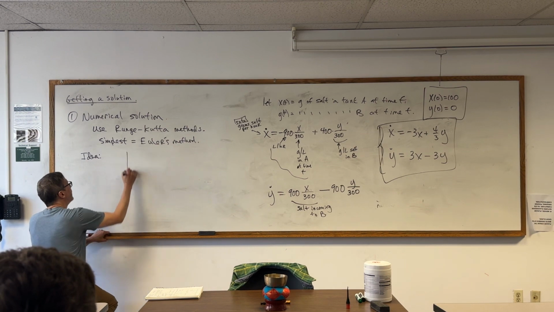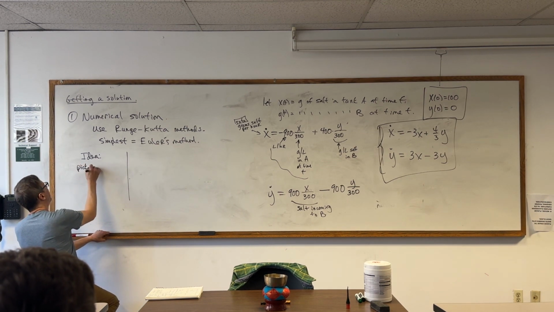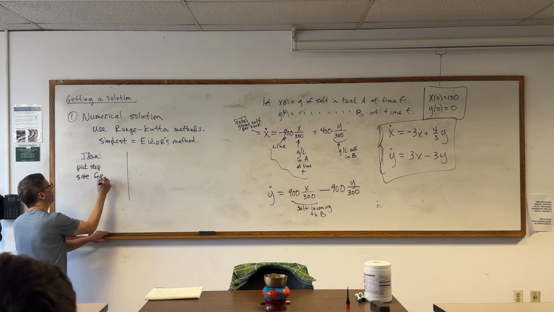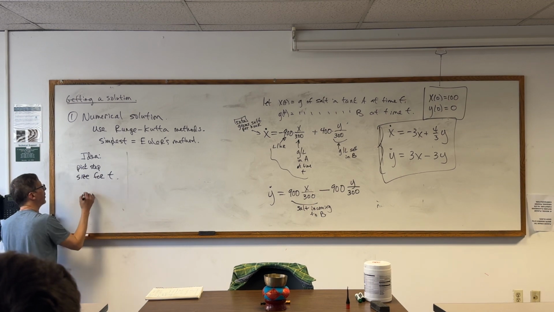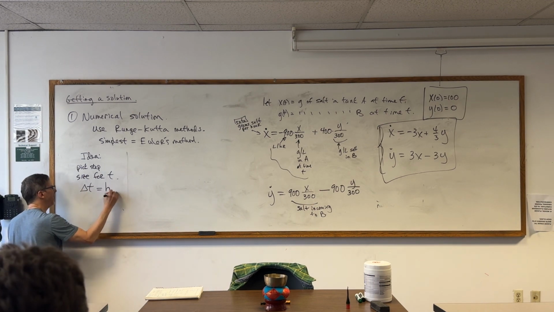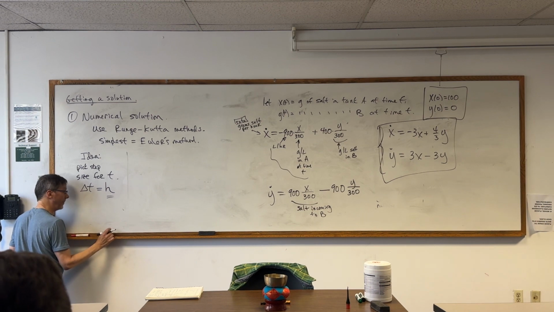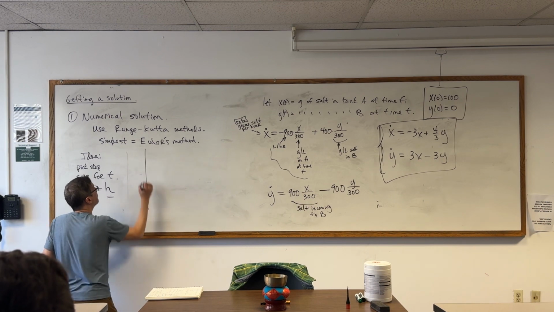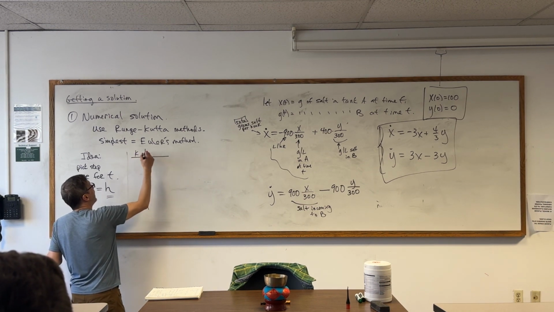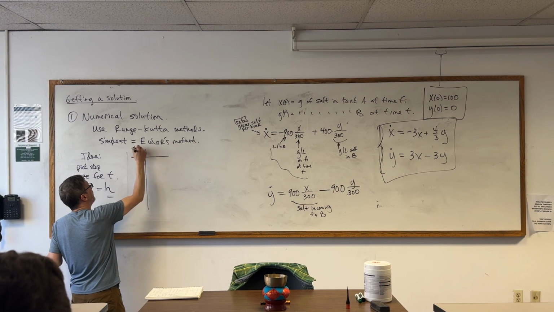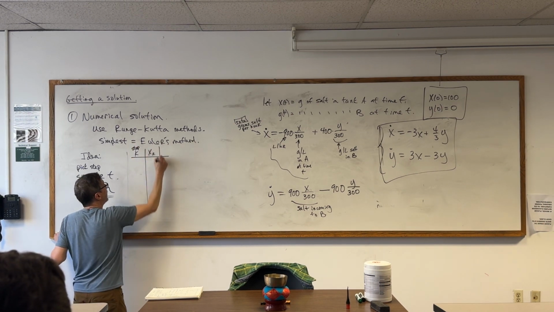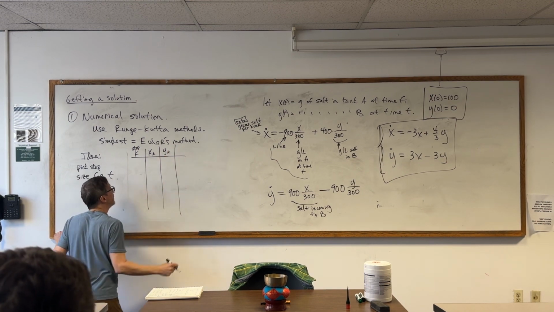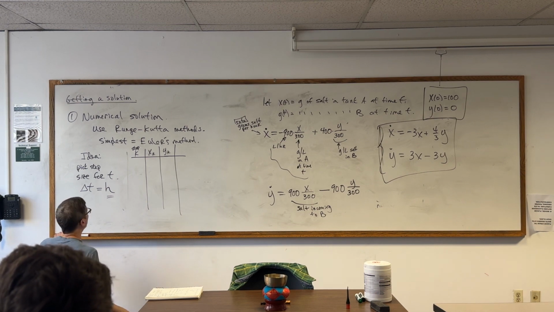We start with our initial condition. So we're going to pick a step size, and this is going to be for time. We're going to say our change in time is h. I'm just going to use h again because we used that in the past. And we're going to start off with a little table. We're going to say this is our k, that's the step k. This is going to be the current x value, this is going to be the current y value.